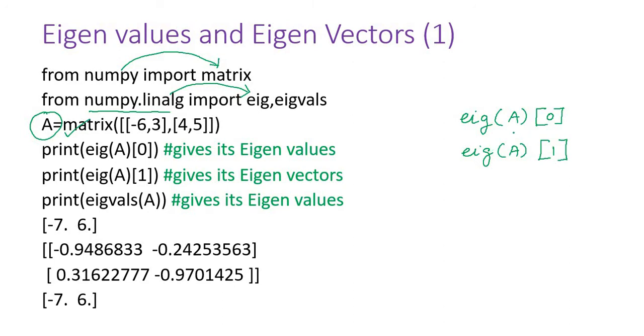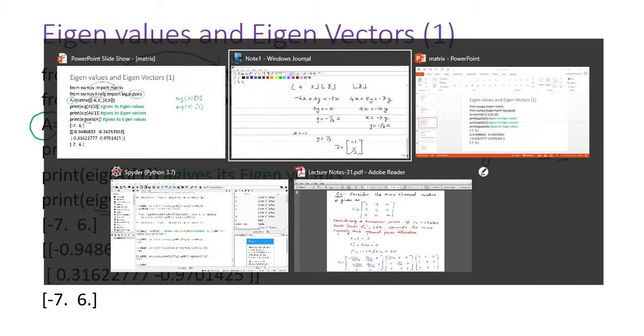Otherwise there is another built-in command, eigvals, that is also defined in linear algebra. So we just import that eigvals, and directly you can give eigvals of A. It gives the eigenvalues. We will try this program in the Python console.